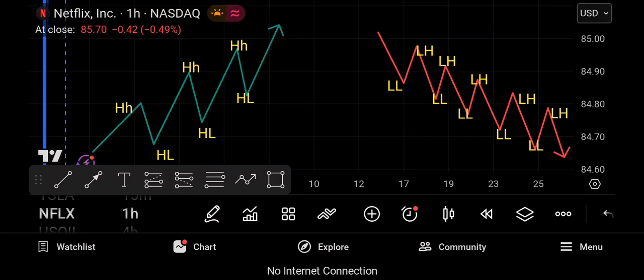Today, we're going to be talking about market structure, the basics of market structure, like how the market moves in an uptrend and how the market moves in a downtrend. That is what we are going to be looking for today. Now, let's dive into it.